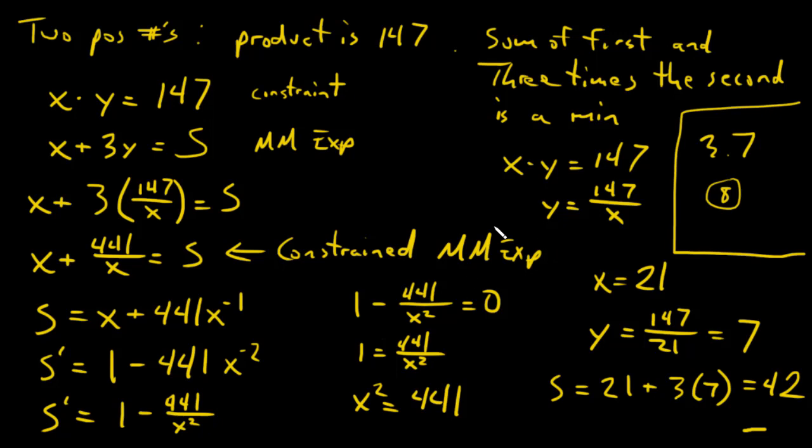So for number 8, set up your constraint equation, set up your min-max expression, solve for one of the variables in your constraint, plug it into your min-max to get your constrained equation. Once you have that, you take the derivative of it, set it equal to 0, and solve. Then you just find the other variable.